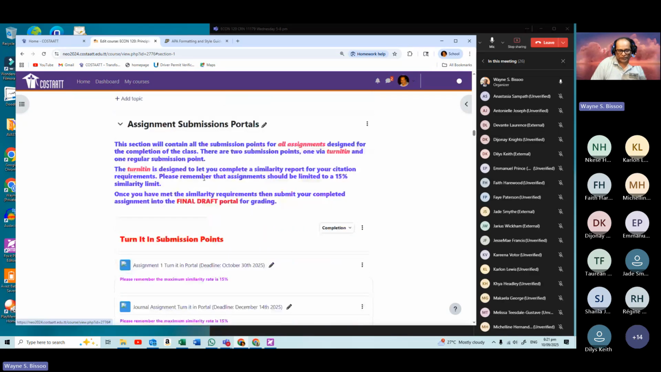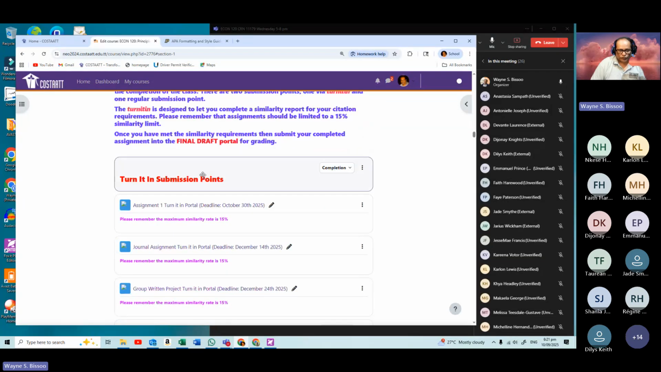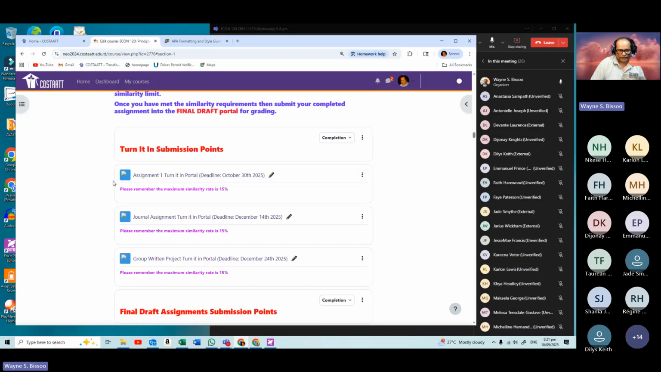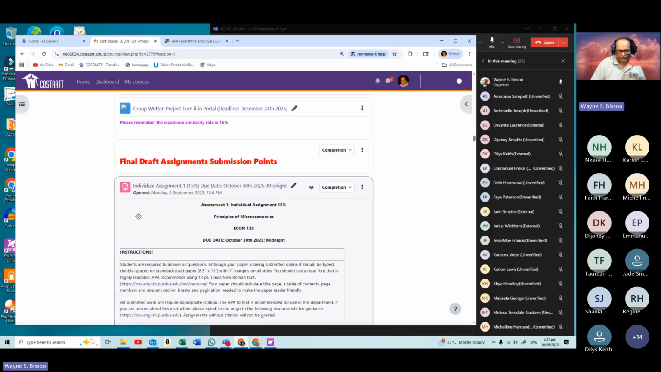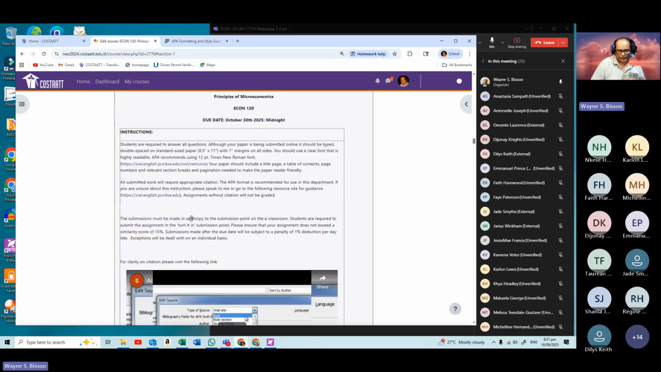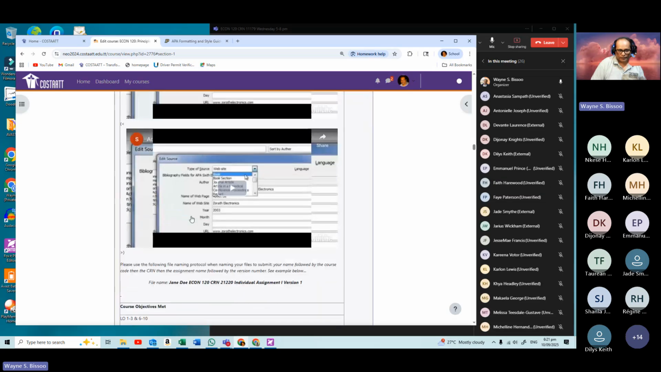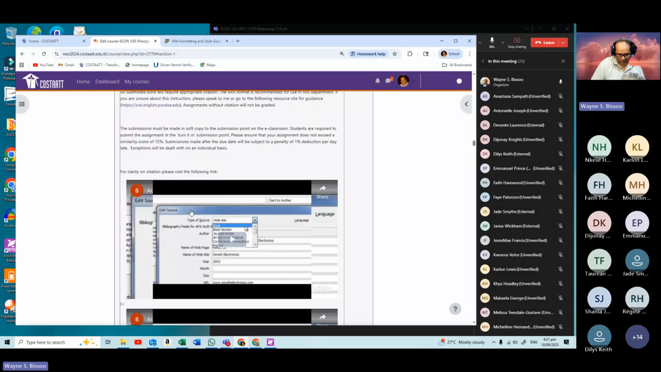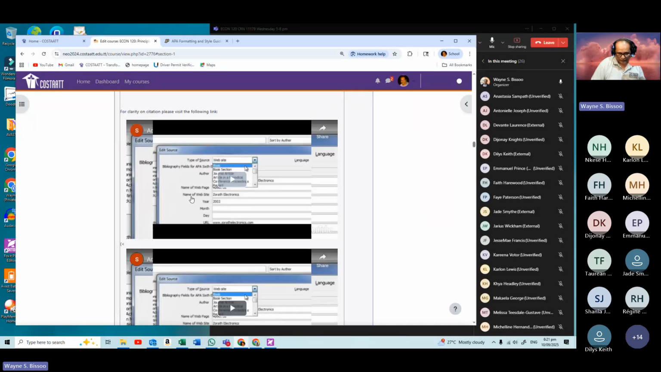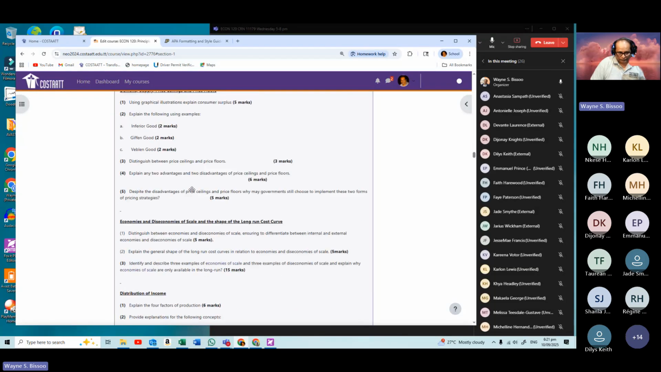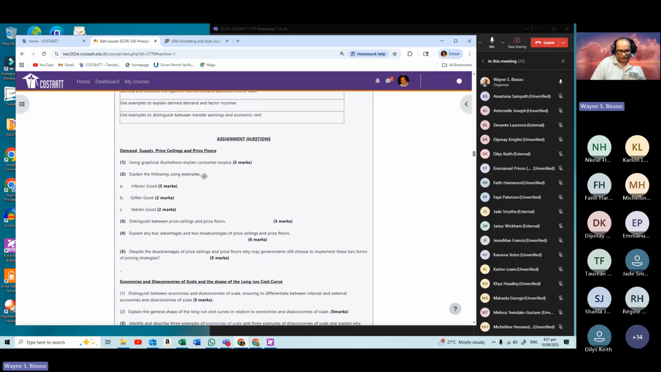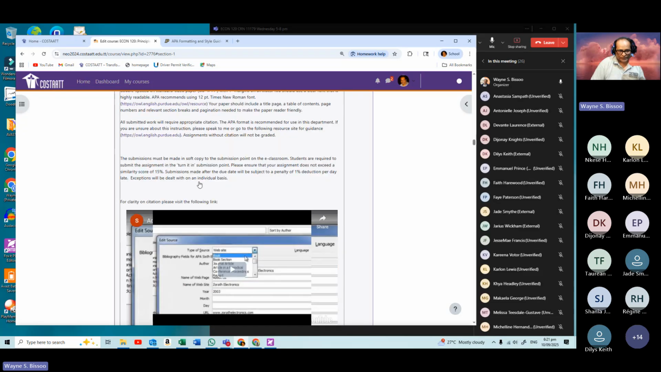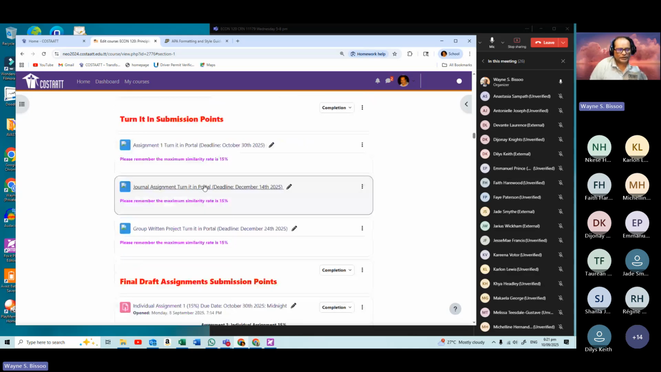Now, that brings us to the assignment submission portals. There are two parts to the portal: the Turnitin submission portals, and then the final draft submission portals. Okay, so this is the full assignment here for assignment 1. But let me talk about these Turnitin portals.